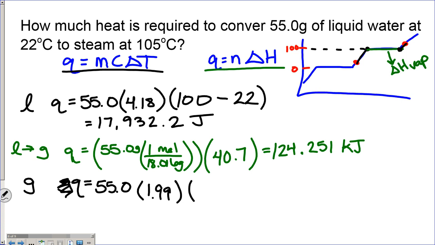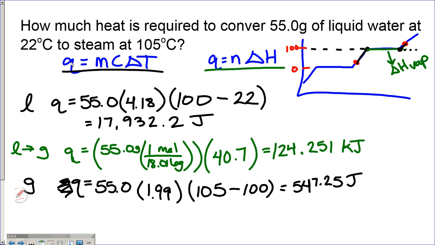And then our change in temperature. Our final temperature of the steam is going to be 105 degrees. And the steam started at that 100 degrees, where we left off from heating up the liquid. So if you calculate that going across, you get 547.25 joules. So now we have to do a couple of things to make these equal, because remember, our last step was to add them together, but we cannot add the joules and the kilojoules and get a valid answer.